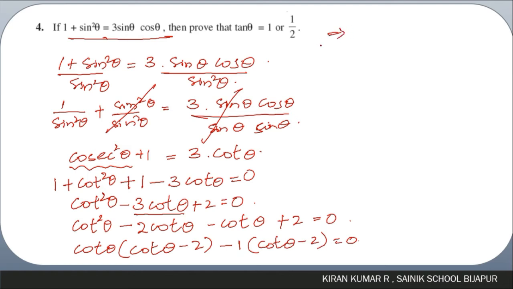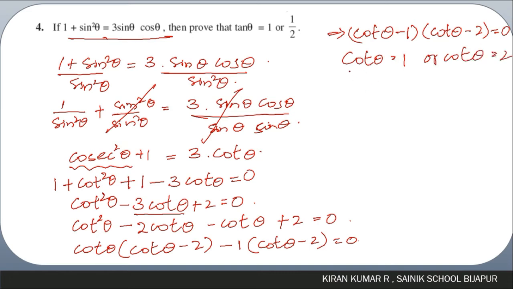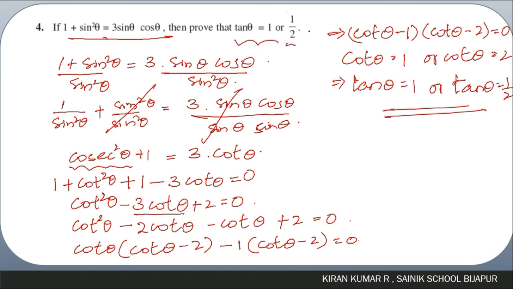This implies, I'm writing it on the top, cot theta minus 1 multiplied by cot theta minus 2 equal to 0. We get cot theta as 1 or cot theta is 2. If you take the reciprocal now, 1 by cot theta will be equal to 1. This implies tan theta will become 1, or the reciprocal, tan theta will be equal to 1 by 2. Hence we have proved that the value of tan theta is either 1 or 1 by 2.